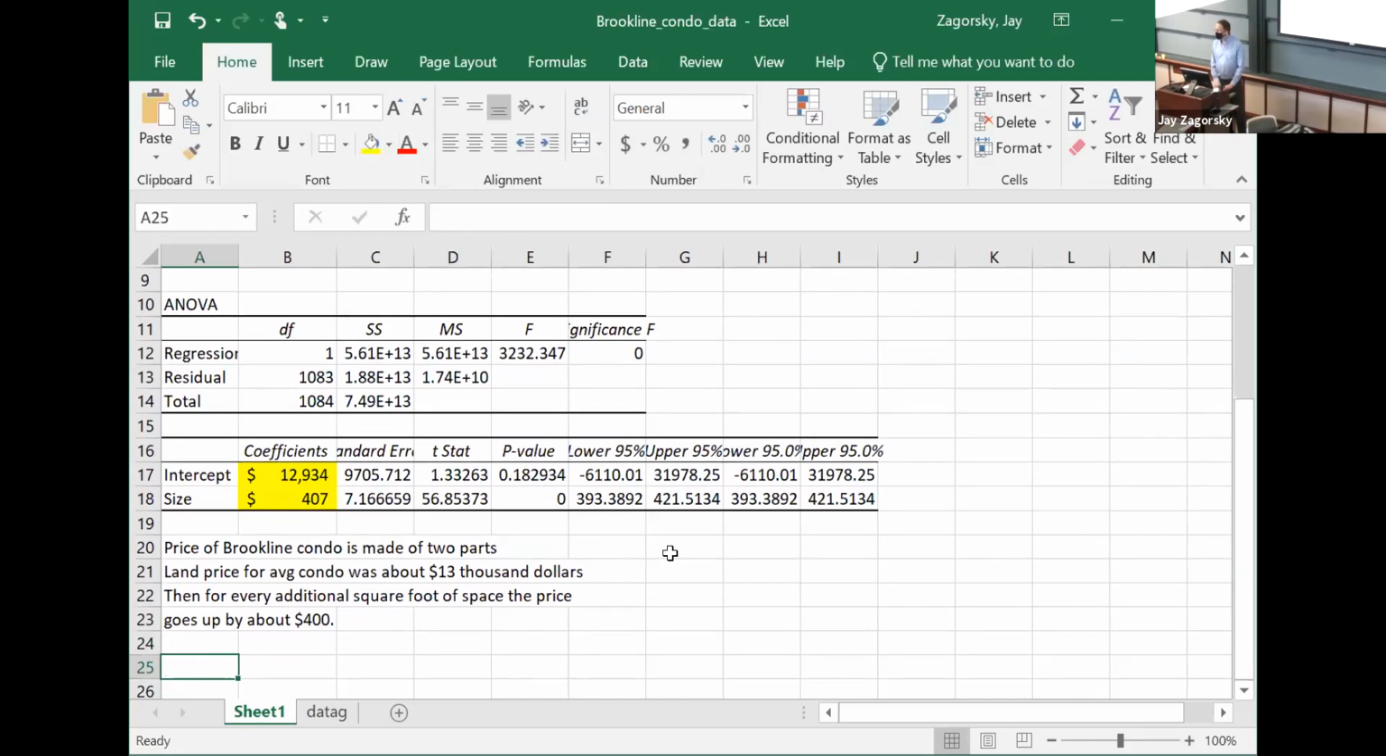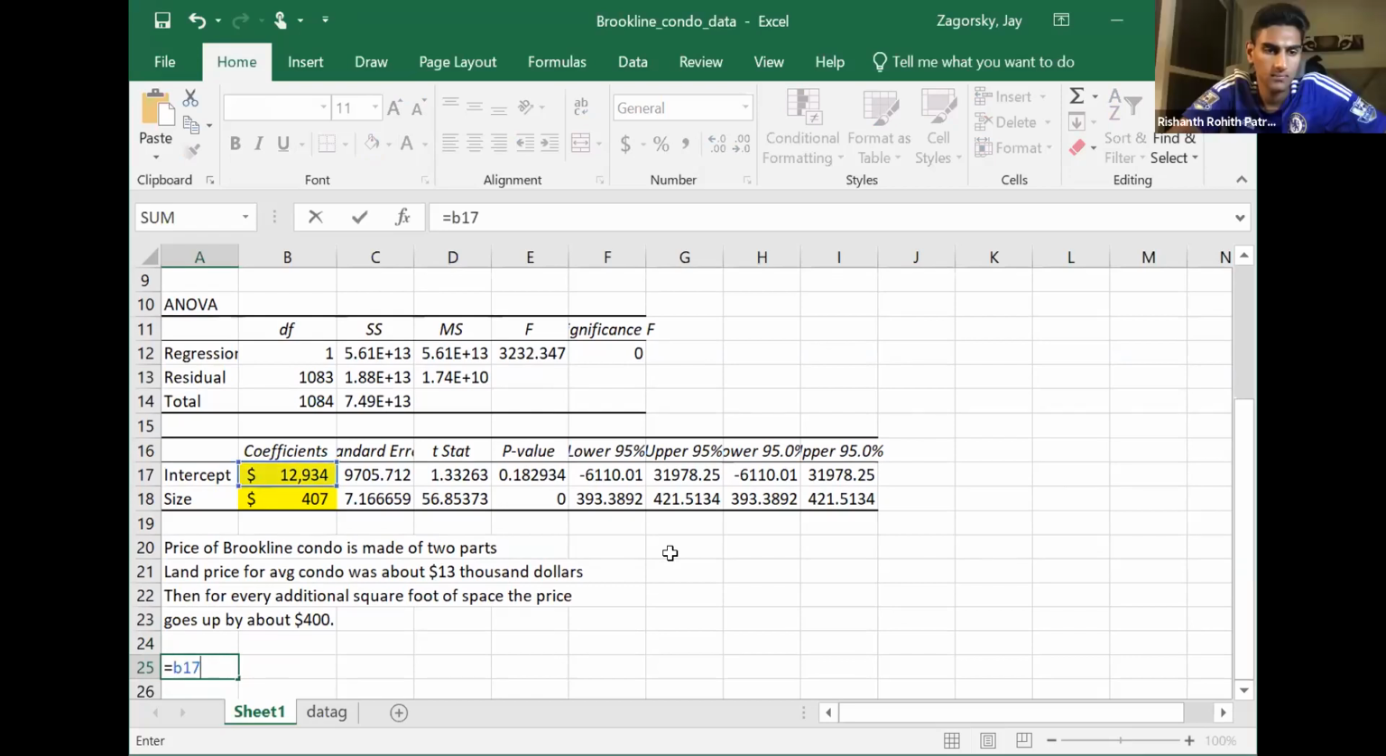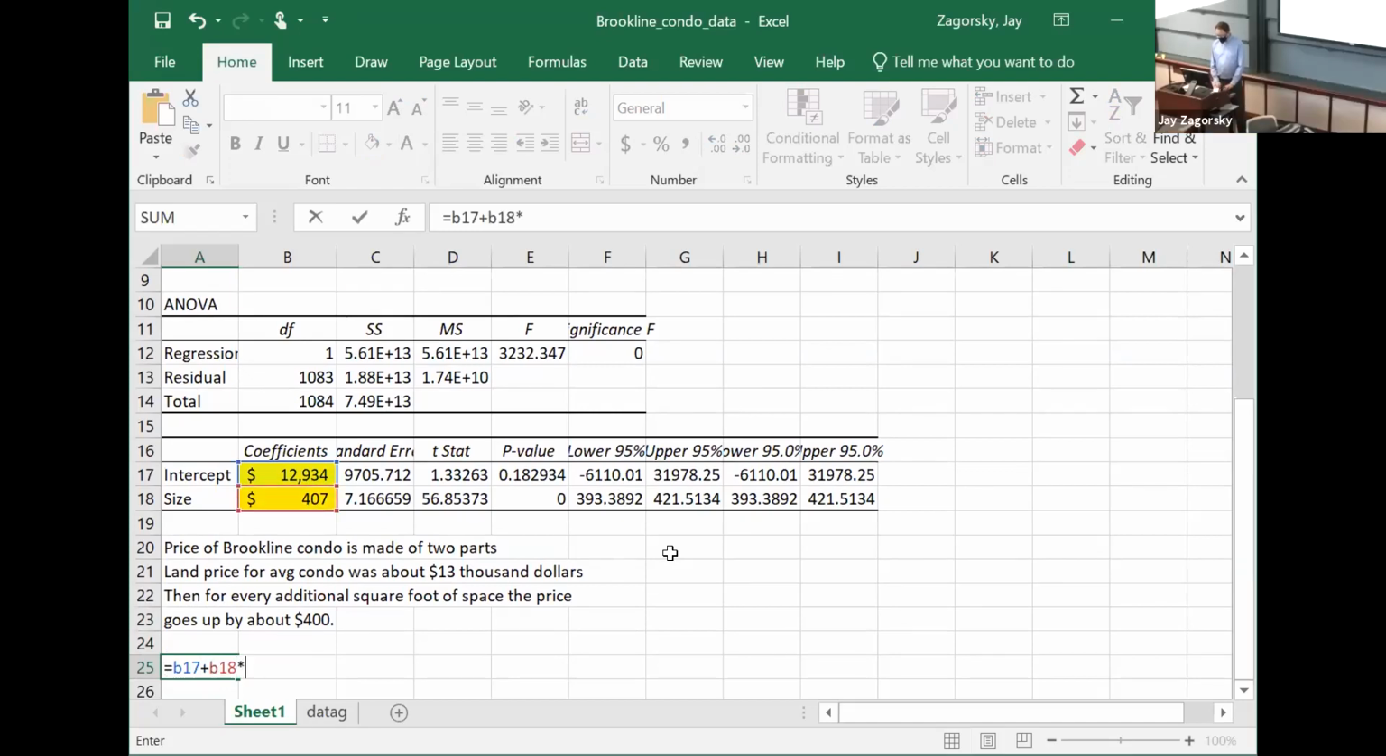Go ahead, Rishant. Professor, is it $413,000 because 400 is the 1,000? I would say we can actually precisely measure it. If it's 1,000 square foot, what we can say is it's equal to B17 plus B18 times whatever the size is, 1,000. I know it was like 984, but let's just use 1,000 because I can remember that.